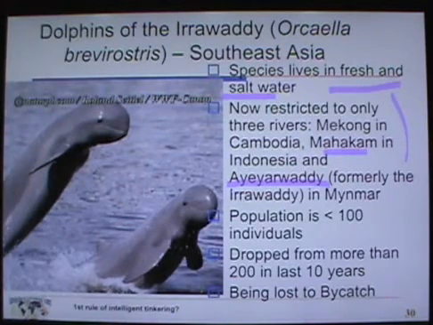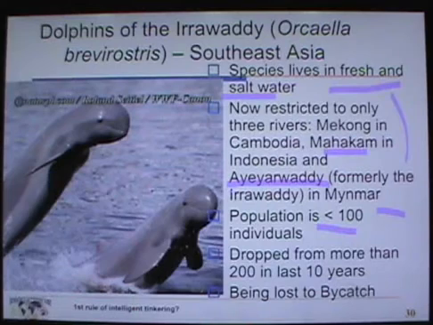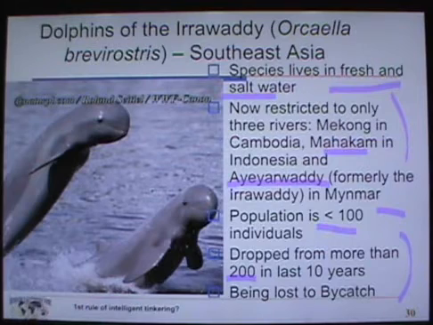Right now, not a laughing matter at all, the population of these dolphins, these snub-nosed dolphins, is less than 100 individuals. Dropped from 200 recently, in the last 10 years, being lost to this thing called bycatch.